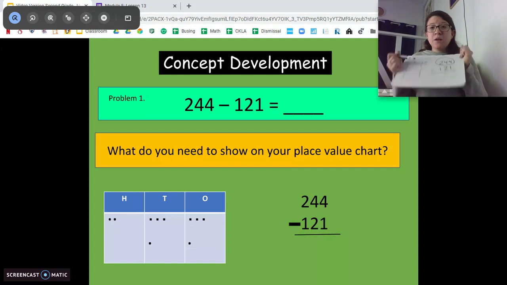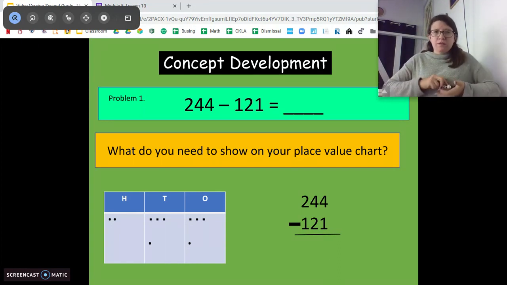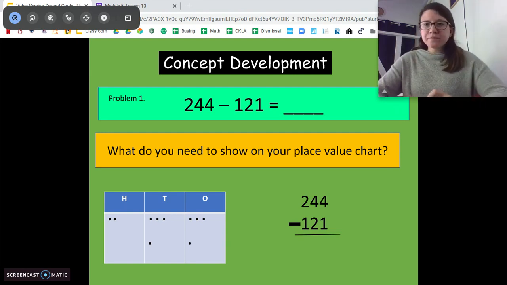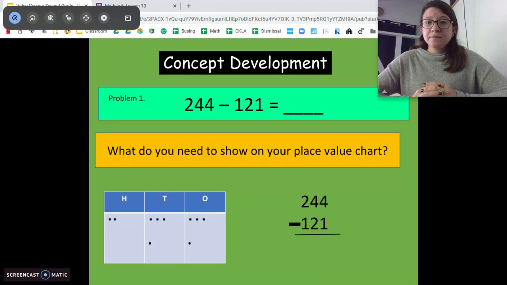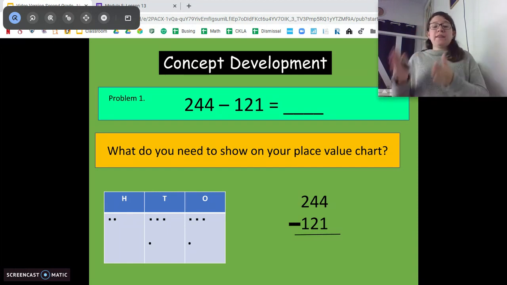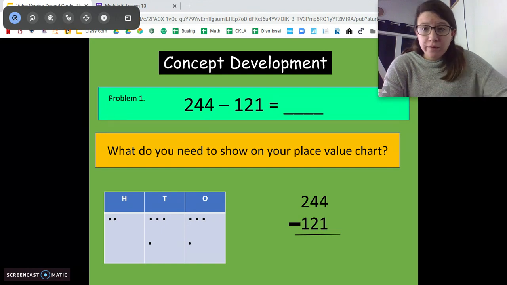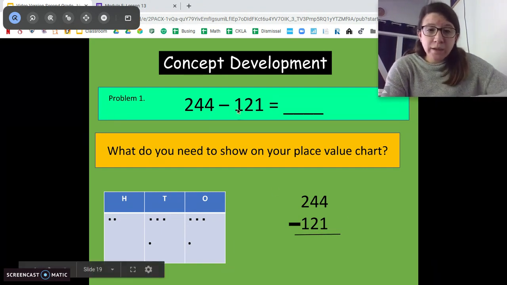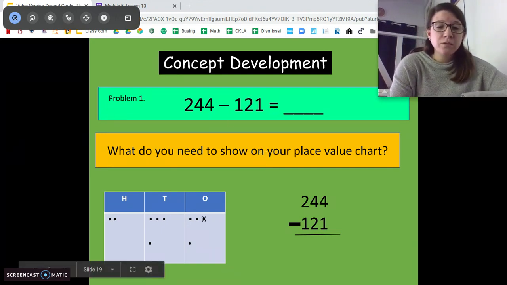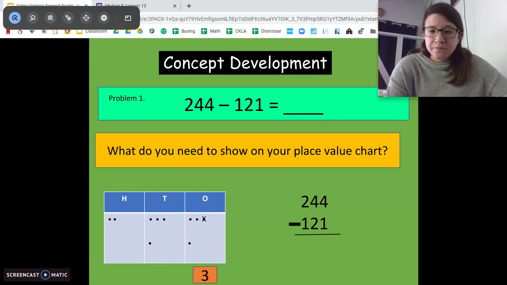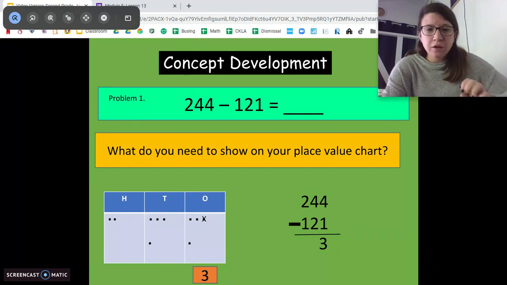Okay, so go ahead, pause and set that up, and then we're going to work through this together because we haven't done subtraction in a little bit. So pause, set up your vertical method and your place value chart. Good. Okay, so we're going to do both at the same time so we can check our work. So we have 244 shown in our place value chart. We need to take away 1, so we're just going to cross that 1 off. How many 1s are left? 3. Good. We're going to put it in our vertical method.